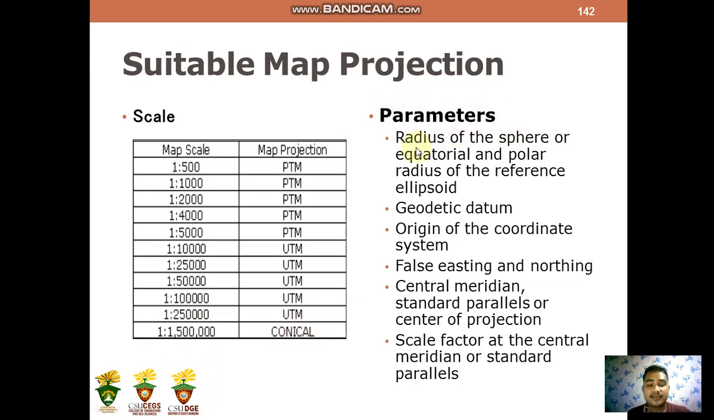And these are the parameters that you are going to consider: the radius of the sphere, or the equatorial and polar radius, the geodetic datum, the origin of the coordinate system, the false eastings and northings, and the Central Meridian. For the Philippines, the false easting is 500,000 and the northing is 0. The Central Meridian you use in the Philippines is the standard Central Meridian, 120. Then the scale factor of the Central Meridian or the standard parallel. So these are the parameters you need to meet, and it also suggests the scale of the map projection.